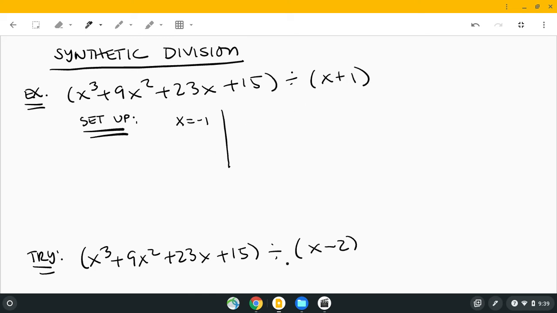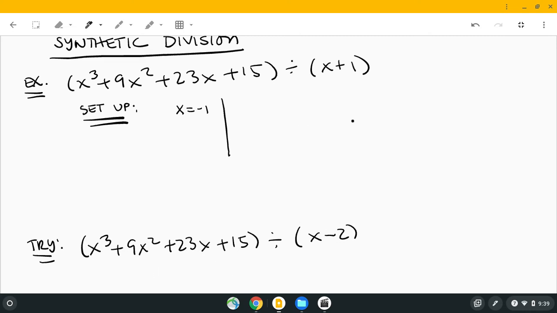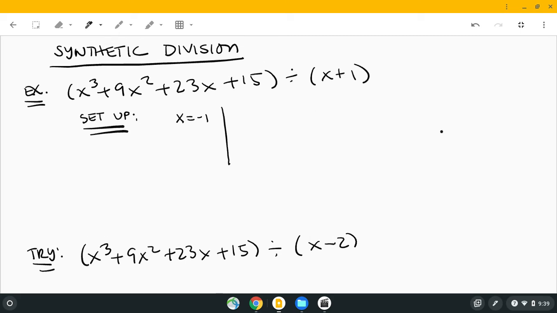So for here, it would be x equals 2, right? And then over here, we are going to place just the coefficients of these terms, okay?